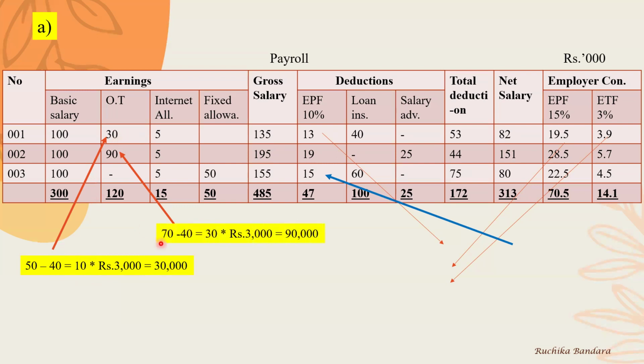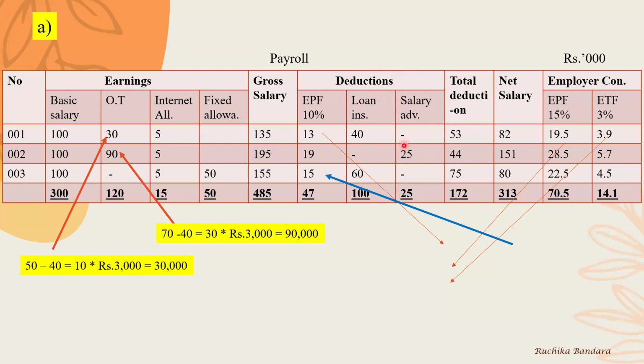002, he has worked 70, 40 is the standard hours. So he has worked an extra 30 hours, 30 into 3,000, it's 90,000, 90. 003, that person has worked only for 40. So he is entitled to get only the basic, no overtime. Employee loan installment, those are deductions. 001, 40, 003, 60. Salary advance, 002, salary advance, 25. So those loan installment, salary advance, and the EPF employee contribution, we have to put under deductions.